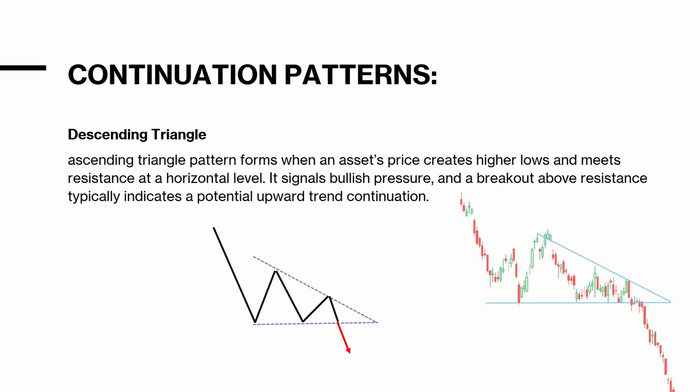The target price is often estimated by measuring the distance between the initial high point of the triangle and the support level. The descending triangle is important because it highlights building bearish pressure and the gradual weakening of buyers, making it a valuable tool for identifying opportunities to profit from market downturns.